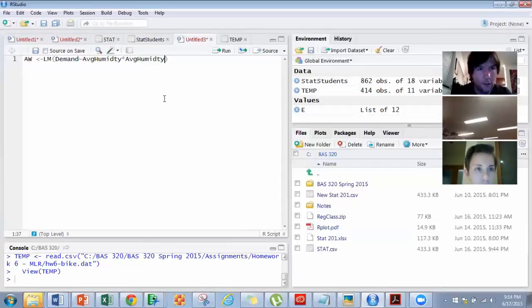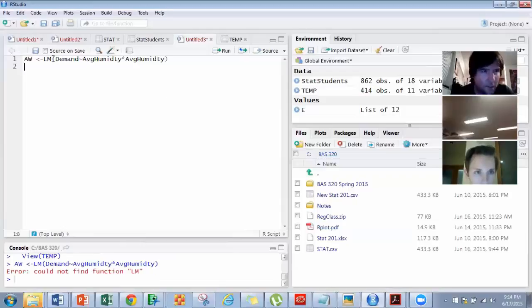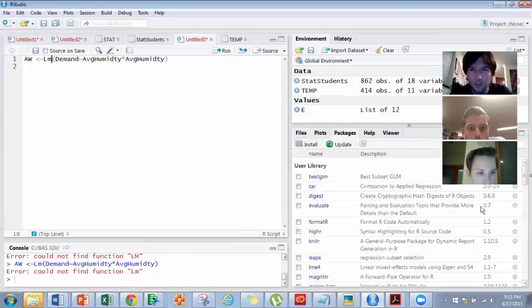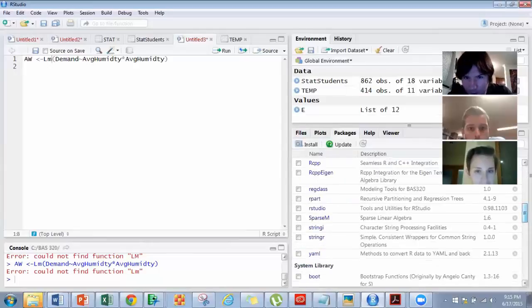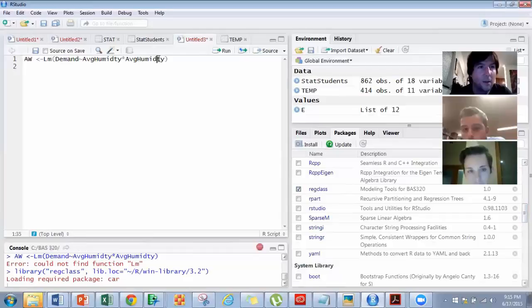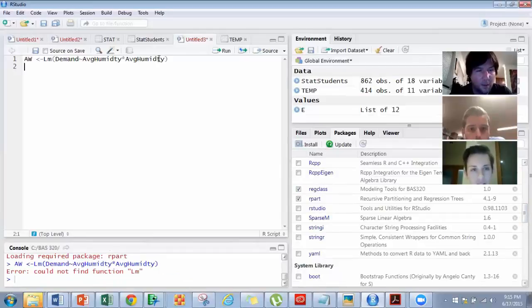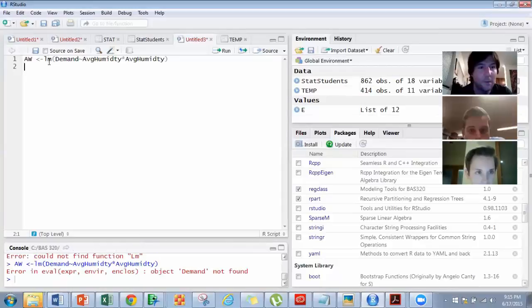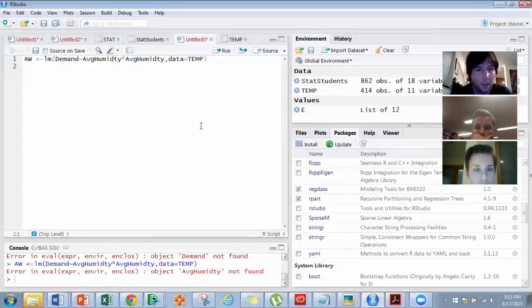Could not find, of course I'm going to do something crazy. What am I doing? My brain is not on, guys. This is what happens when you write too much code. Brain dies. It's not capital. Value expression, demand not found. I don't tell the data set. Data equals temp. Average humidity not found. How do you spell it? Oh, you left out the I's in humidity. Oh my gosh.